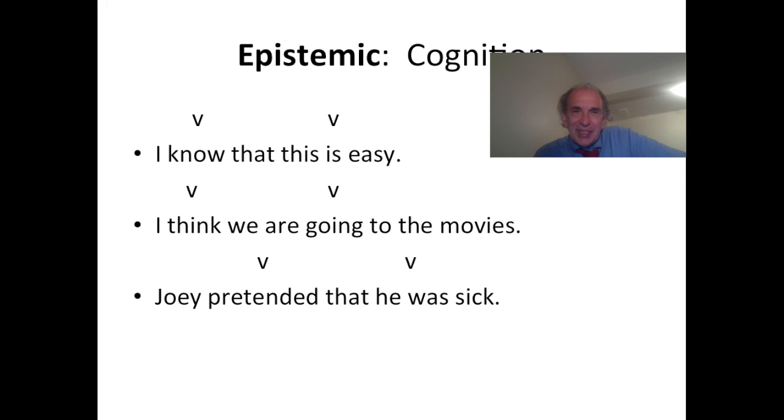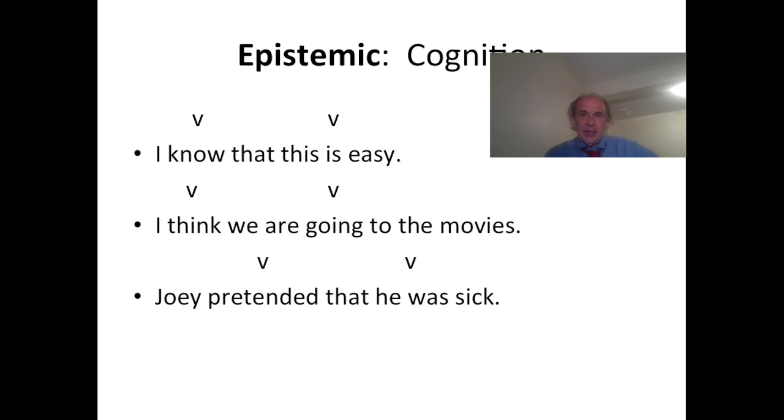There are three content categories coded or represented by complementation syntax. The first is the one I have up here now. It is epistemic. It is a cognition, an act of cognition.